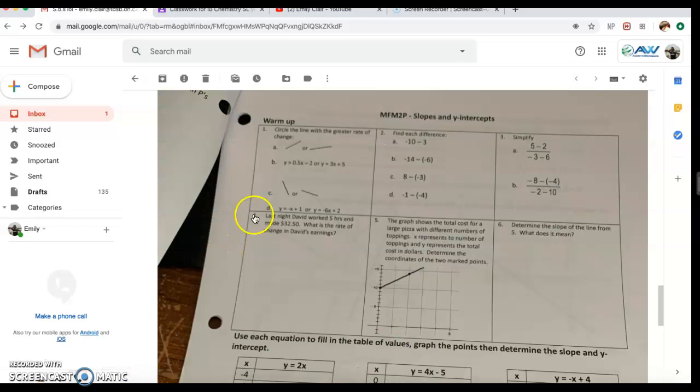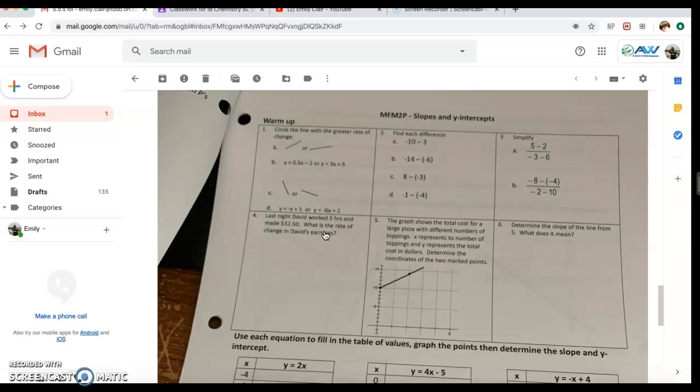What's next here? Last night, David worked 5 hours and made $32.50. What is the rate of change? So when you're asked to find a rate of change, you're always being asked to divide. In this case, we want to know the hourly rate of David's earnings. So we would take the amount of money he made and divide it by the amount of time, and we would get his hourly rate.